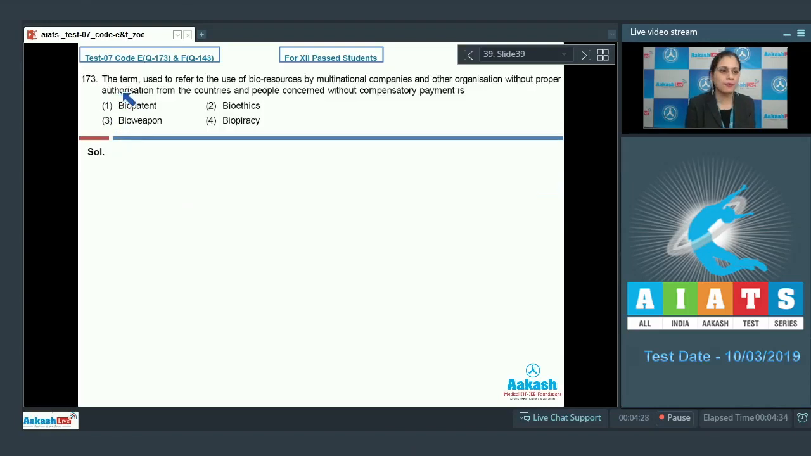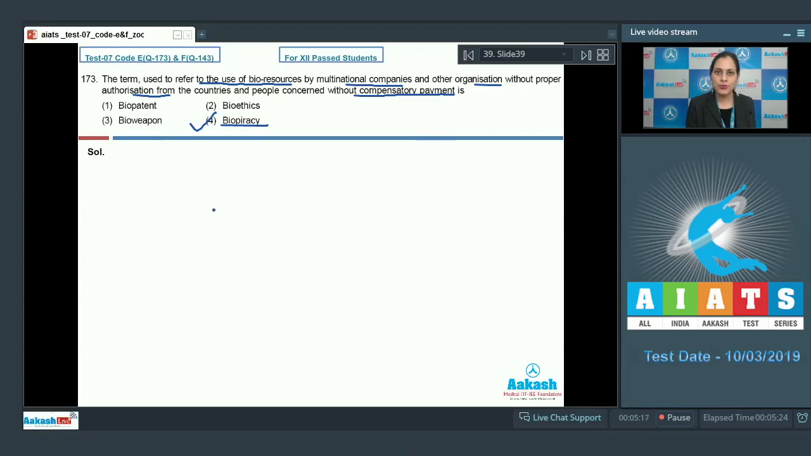Question number 173. The term used to refer to the use of bioresources by multinational companies and other organizations without proper authorization from the countries and people concerned without compensatory payment is, and the options are biopatent, bioethics, bioweapon, and biopiracy. And the correct answer to this question is option number 4. Biopiracy is the term used for the use of bioresources by multinational companies and other organizations without proper authorization from the countries and people concerned without compensatory payment.